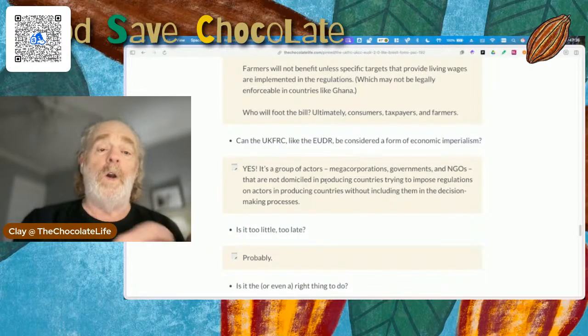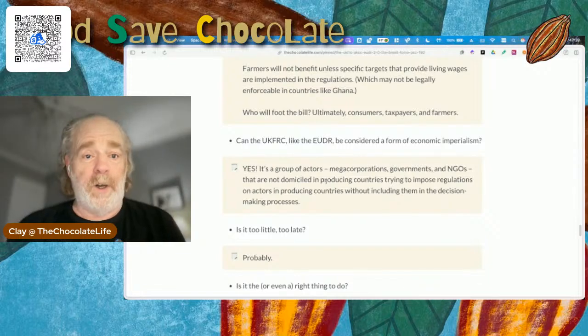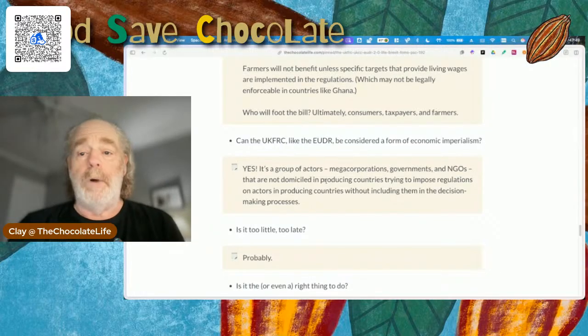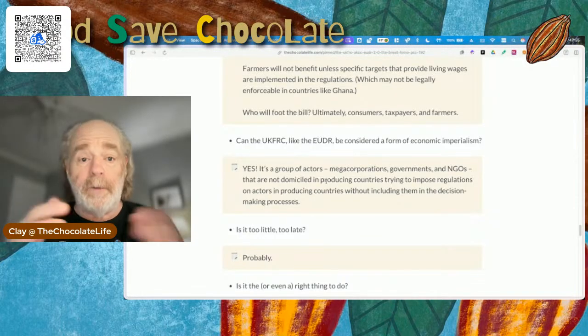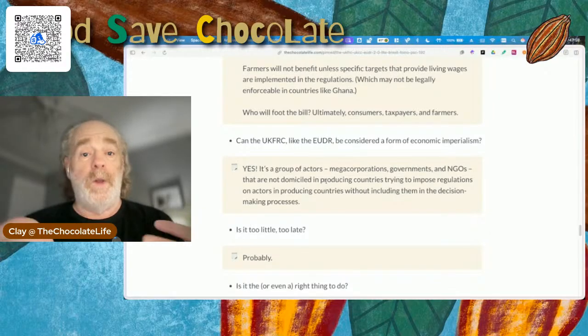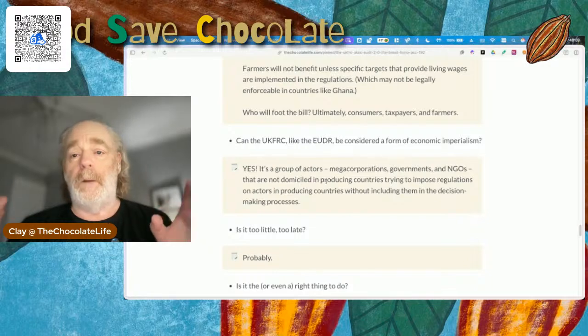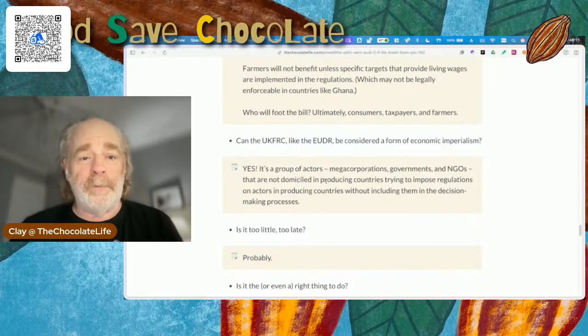A company that processes the cocoa doesn't grow or produce cocoa. So all of the actors involved in the UKCC and the UKFRC, and I would say all of the actors involved in drafting the EUDR legislation, none of them are in cocoa producing countries. And so what they're doing is saying, after hundreds of years of controlling the market and oppression rooted in colonial actions, going back to the discovery of the New World and the exploitation of New World resources.